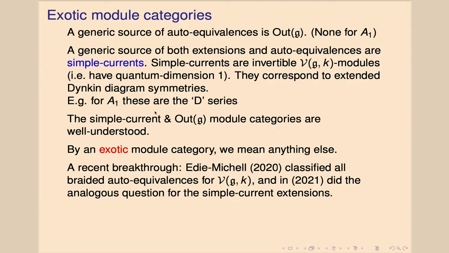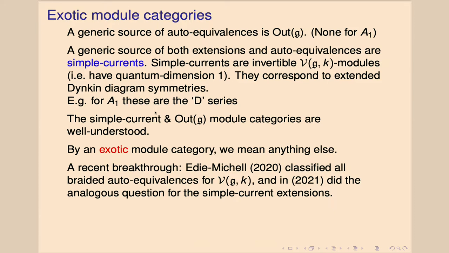E8 is a little bit weird, but who cares? It doesn't affect anything we're talking about. And simple currents, these invertible objects in your category, are a very, very gentle, friendly beast. They give you both auto-equivalences and they give you extensions. And so we saw these in the D series.